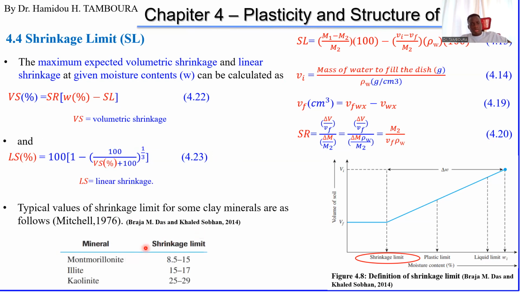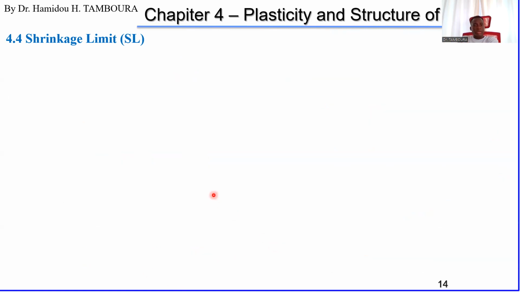This table is showing typical values of shrinkage limit of some clay minerals. Okay, you can read this later also if you want. So for clay minerals, these are just intervals, some gaps, not a unique value. You can read this also and use it as reference.